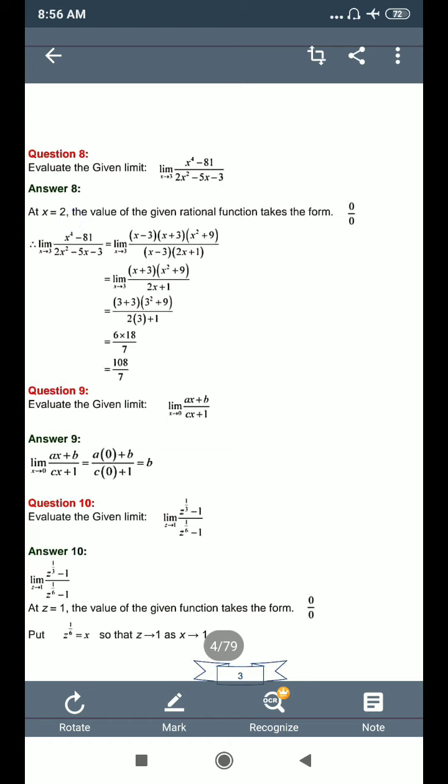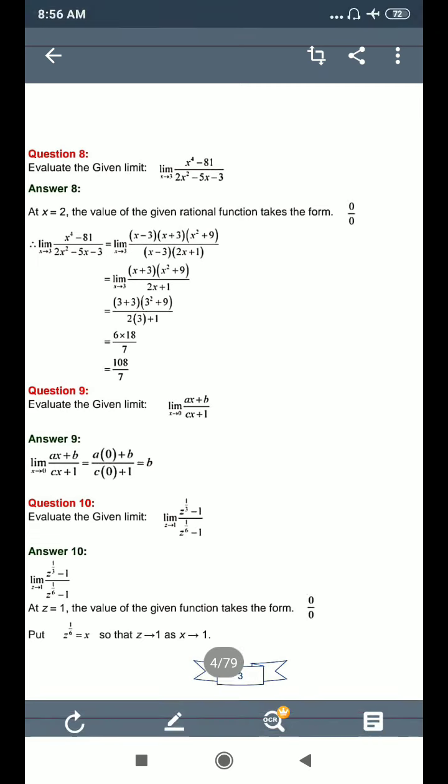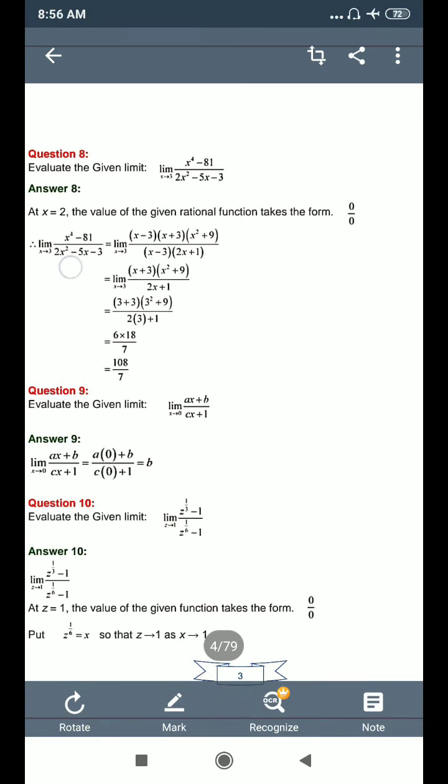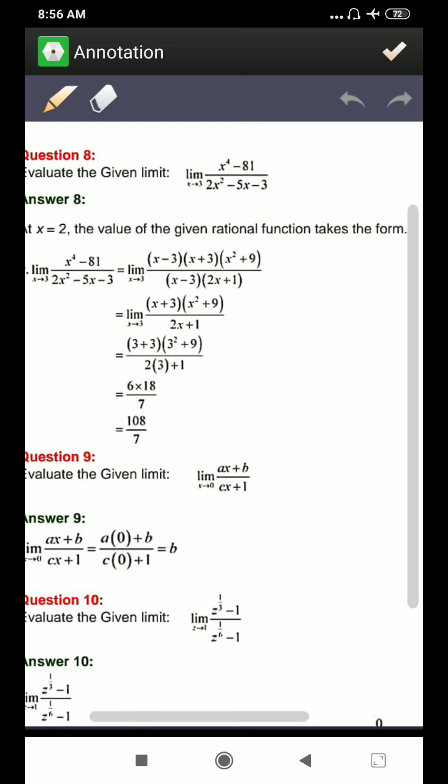So factorize x raised to power 4 minus 81. That will first come as x square plus 9 into x square minus 9, using a square minus b square. So x square plus 9 will remain as it is. x square minus 9 is further factorized as x minus 3 into x plus 3. The denominator, you just factorize it by splitting the middle term, so you will get the denominator as x minus 3 into 2x plus 1. Now you see x minus 3 is a common factor in numerator and denominator. You just cancel it out.